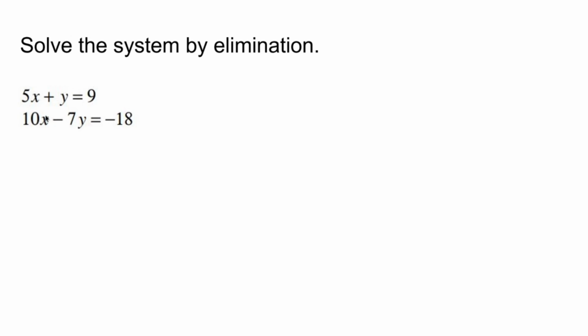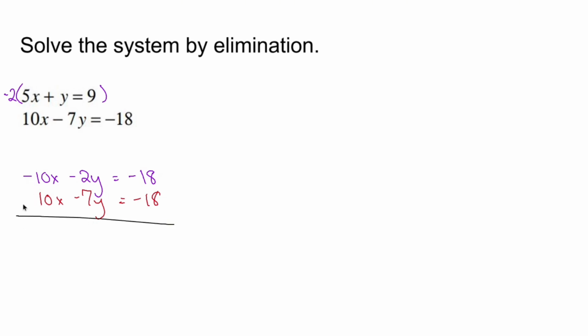But what you're also looking for is you need to pick a letter that has the same coefficient, but one's positive and the other one's negative. That's not the case. 5x and 10x are not the same. Y and negative 7y are not the same, but you know what? If I were to multiply the entire top row by negative 2, that would get me negative 10x minus 2y equals negative 18. Then underneath it, I can rewrite regular 10x minus 7y equals negative 18, and I have myself two numbers that are exactly the same. One's positive, one's negative. So once we get to that point, we add the rows.